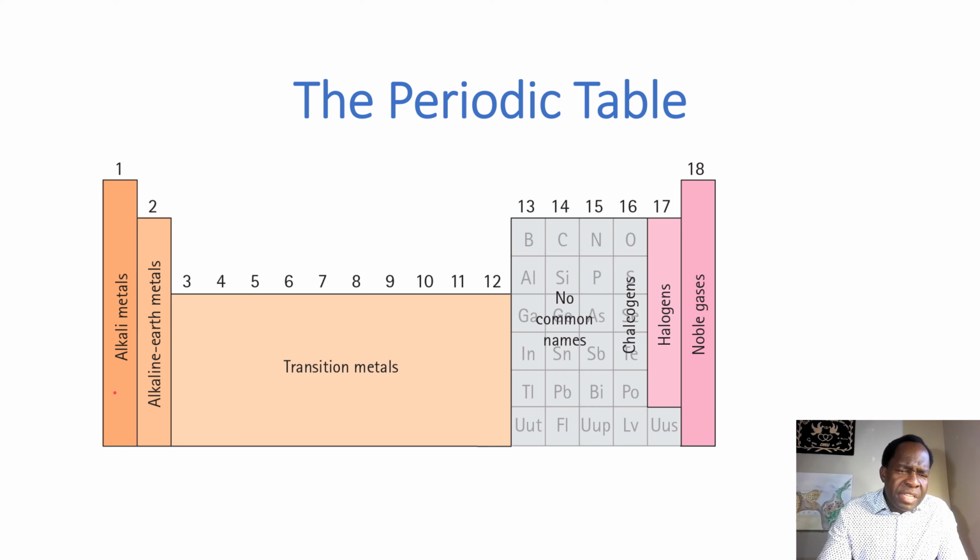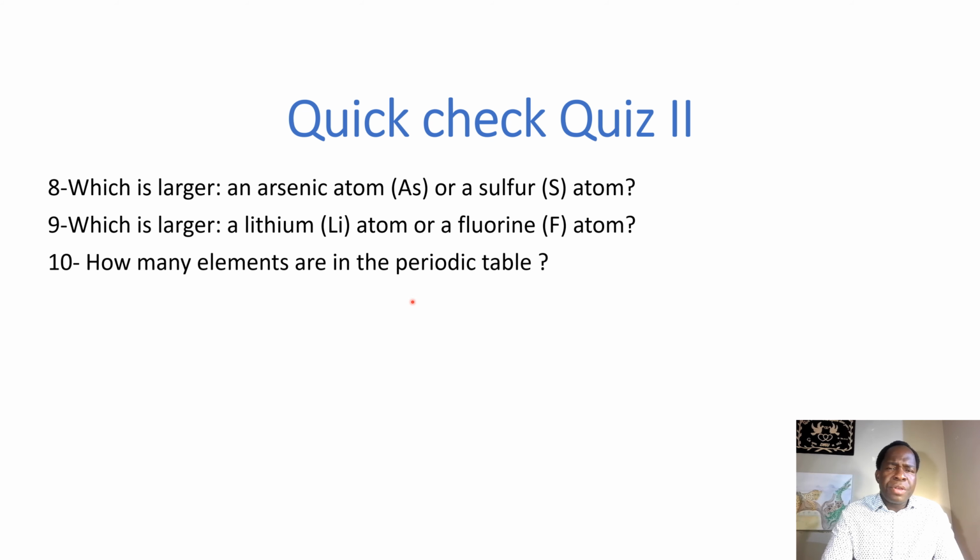Group 1 elements are called alkali metals. Group 2, alkaline earth metals. Group 16 is called chalcogens, and group 17 is halogens. Group 18 are noble gases. Noble gases always have their outermost shell saturated. That's their characteristic.